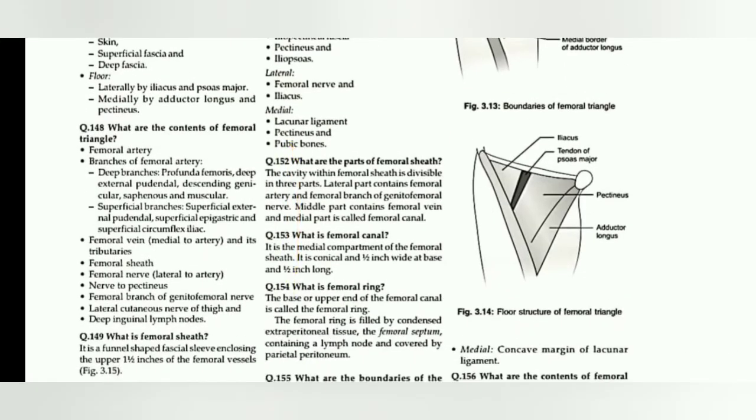Then what are the contents of the femoral triangle? Femoral artery, branches of femoral artery like profunda femoris, deep external pudendal, descending genicular, saphenous, muscular, superficial external pudendal, superficial epigastric, superficial circumflex iliac, all these branches of femoral artery. Femoral vein and tributaries, femoral sheath, femoral nerve, nerve to pectineus, femoral branch of genitofemoral nerve, lateral cutaneous nerve of thigh and deep inguinal lymph nodes.